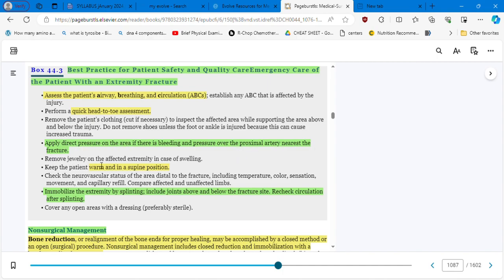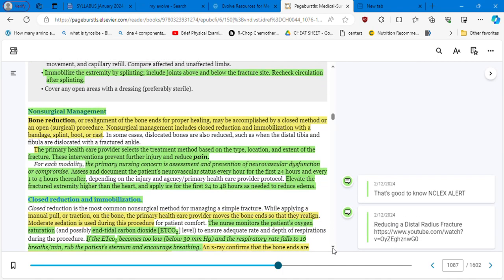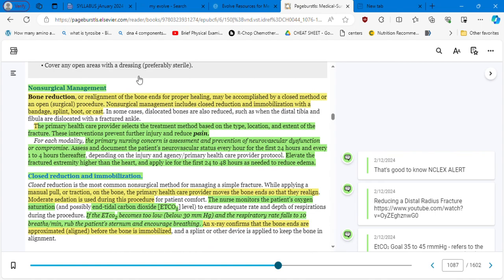Remove rings on the affected extremity in case of swelling. Keep the patient warm and in supine position. Check the neurovascular status of the area distal to the fracture, including temperature, color, sensation, and so on. You know this. Immobilize the extremity by splinting. Include joints above and below the fracture. Recheck circulation after splinting. So all these steps are extremely important.